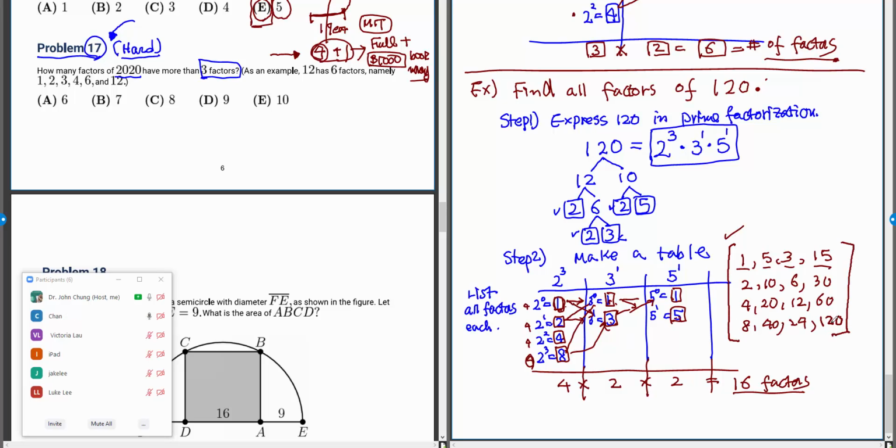Wow, okay. Did you guys see that? There are just 16 factors. Yeah. This is all factors of 120. Now let's find all factors of 2020.